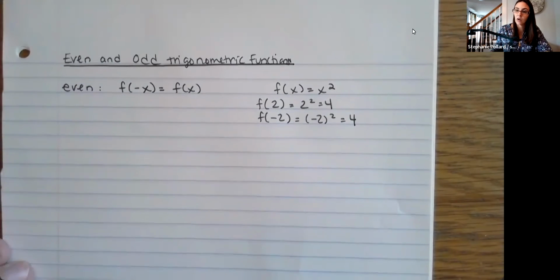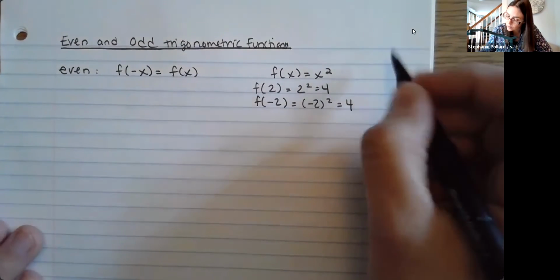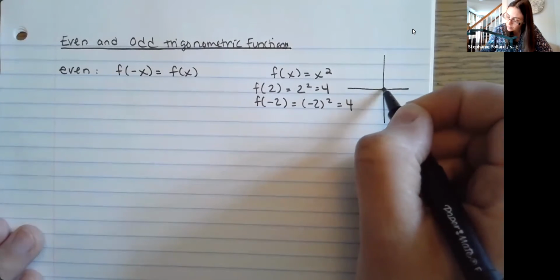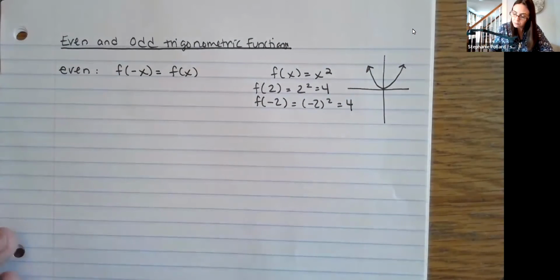You'll see even functions are also symmetric with the y-axis if you're more of a visual person. So this function here, when you graph it, is like a U shape. So it has that symmetry with the y-axis.